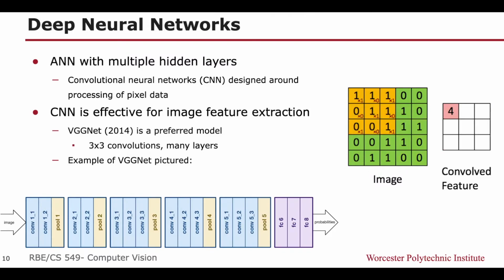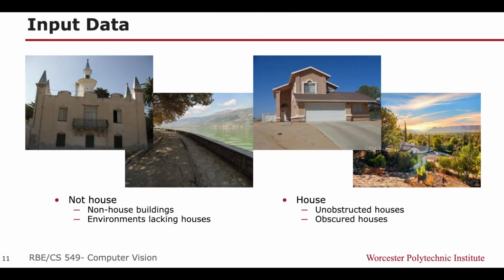So a quick note before getting into the results. The input images we used for training and testing vary in levels of occlusion. For example, our non-house category included images of non-house buildings, while our house category included houses that are partially obscured. This noticeably affects our results, which we will get to shortly.